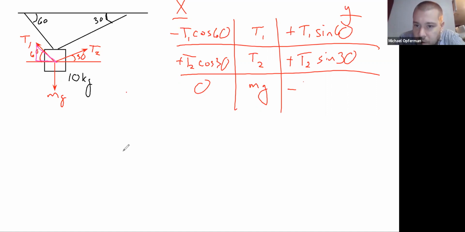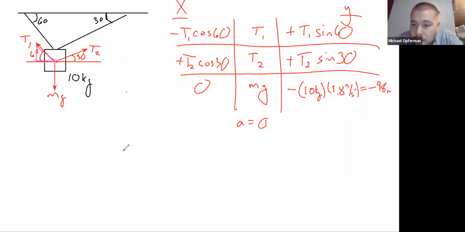And you can plug in here if you want to. 10 kg times 9.8 meters per square second. So that would be negative 98 Newton. Okay, and I said in my setup here that this object is being held stationary at equilibrium, so it's going to have acceleration equal to 0 in both components.